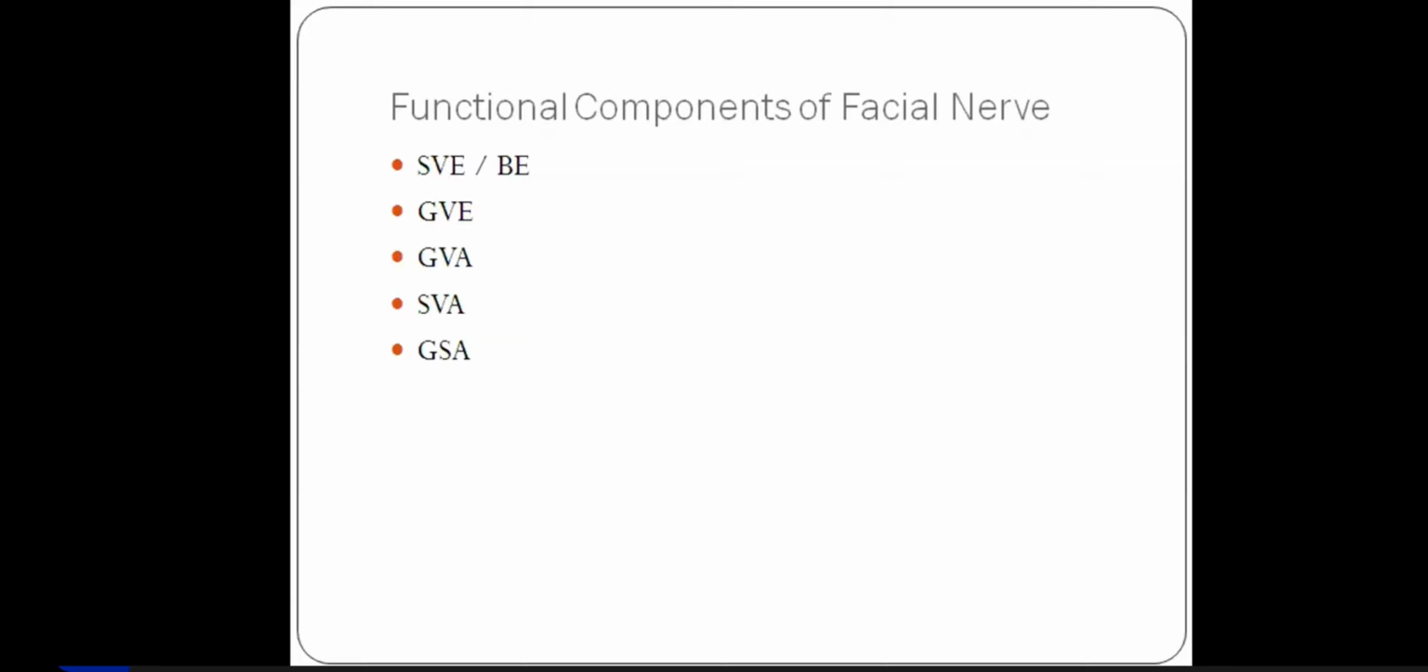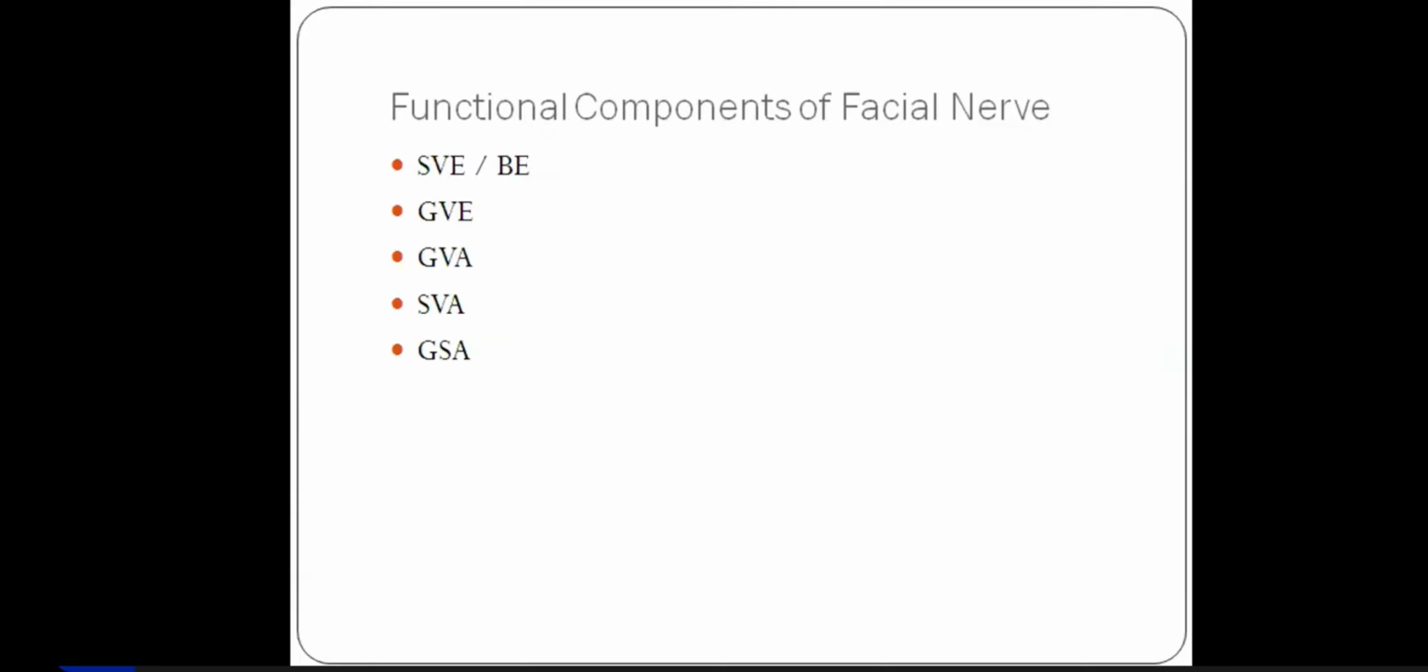Now again the same question arises: which muscle of facial expression is not innervated by facial nerve? The answer will be levator palpebrae superioris, which is innervated by oculomotor nerve, as well as by sympathetic fibers to the smooth muscle component of that LPS called Muller's muscle.